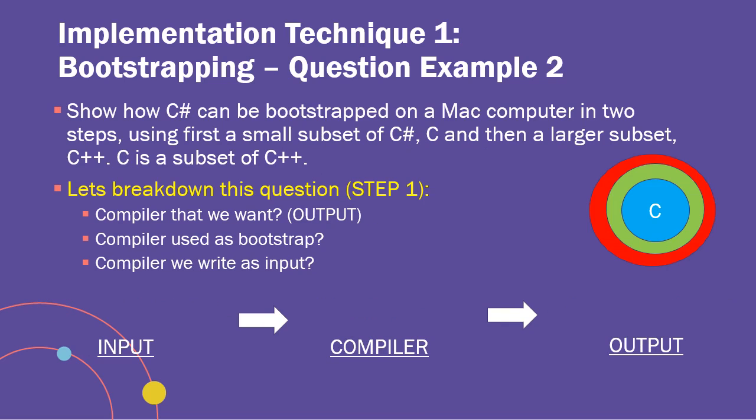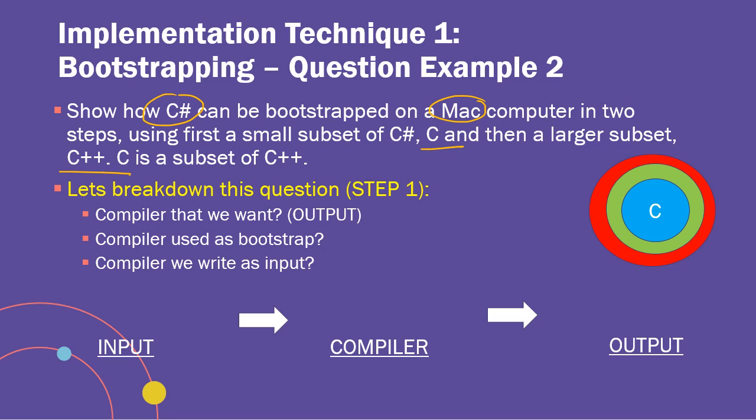Bootstrapping can be in multiple steps. Let's read question 2. Show how C# can be bootstrapped on a Mac computer in 2 steps, using first a small subset of C#, C, and then a larger subset, C++. C is a subset of C++.